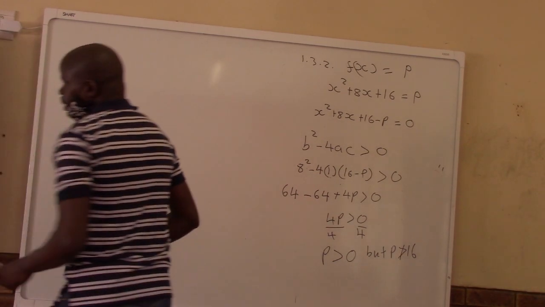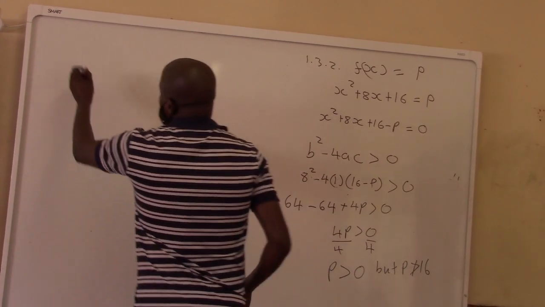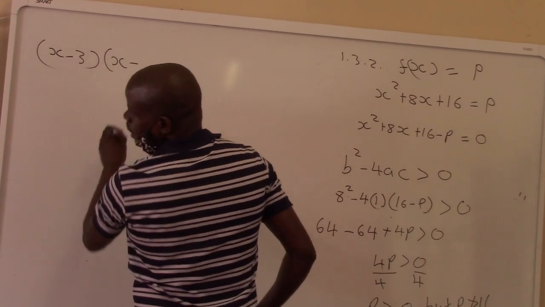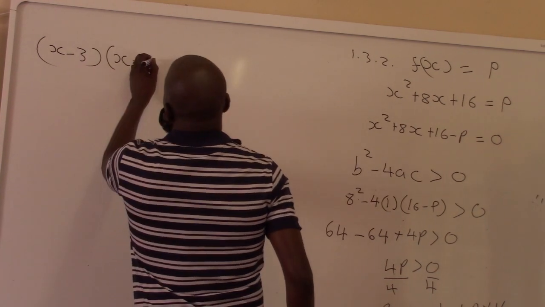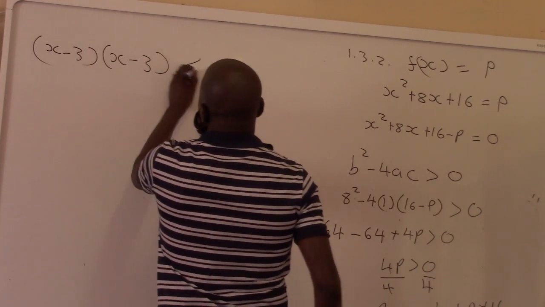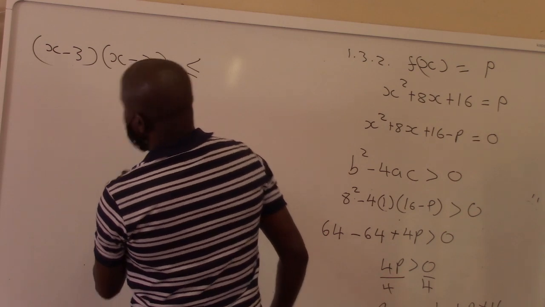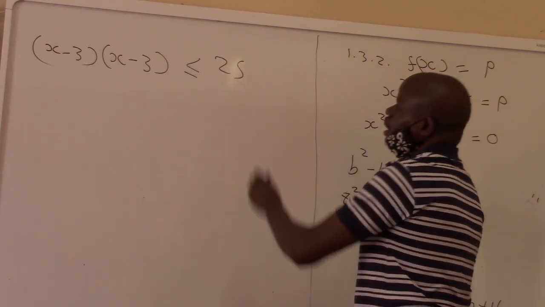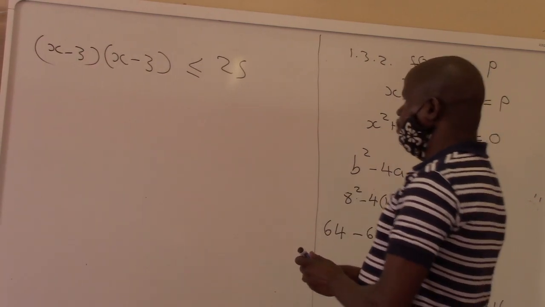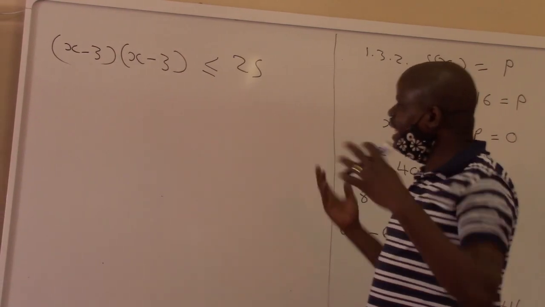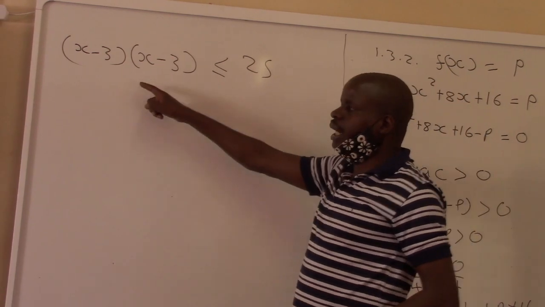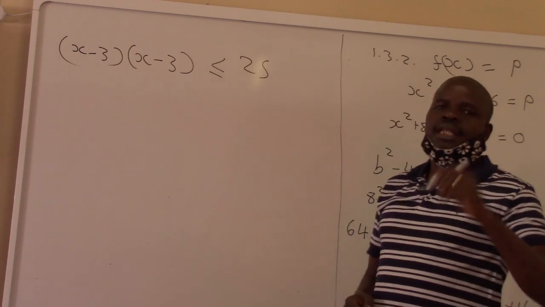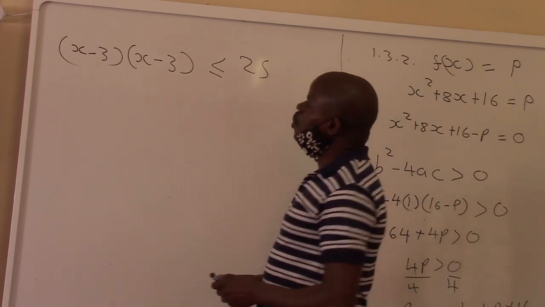So the other inequality that we may have is (x − 3)² less than or equal to 25. The inequality sometimes may come in that format or in any other format, but what we need to do again is make sure that it's rewritten in standard form. So how do we rewrite it in standard form?